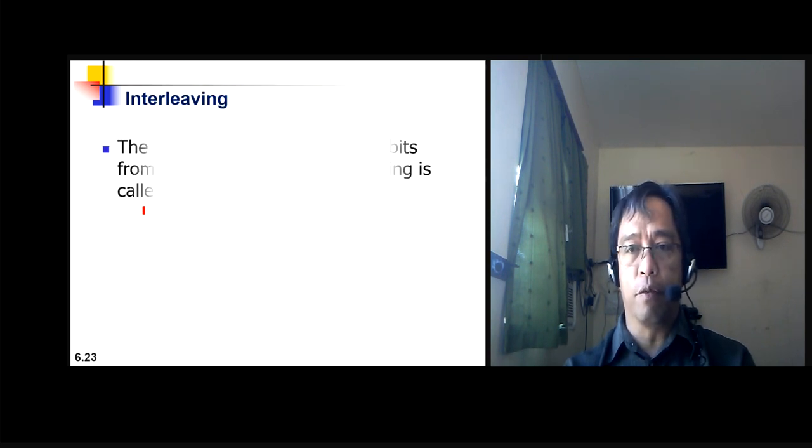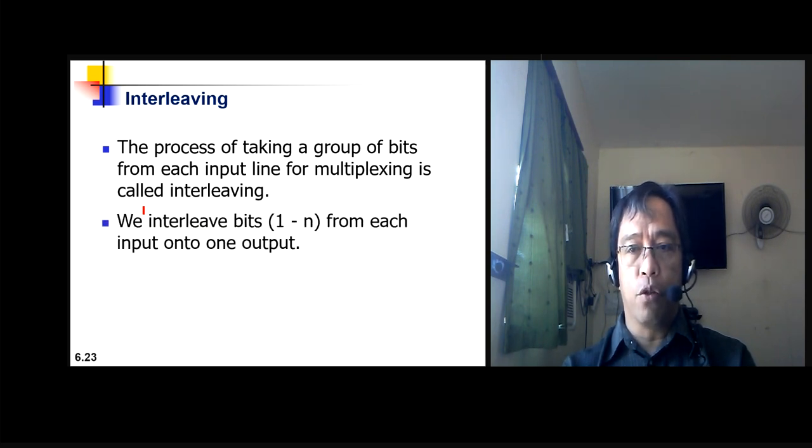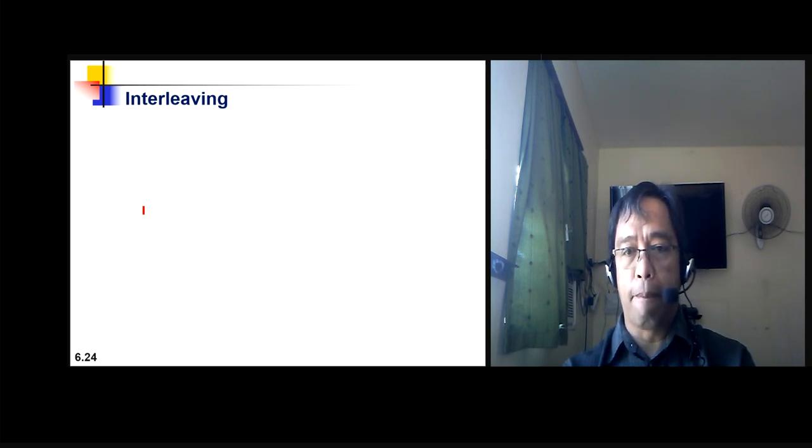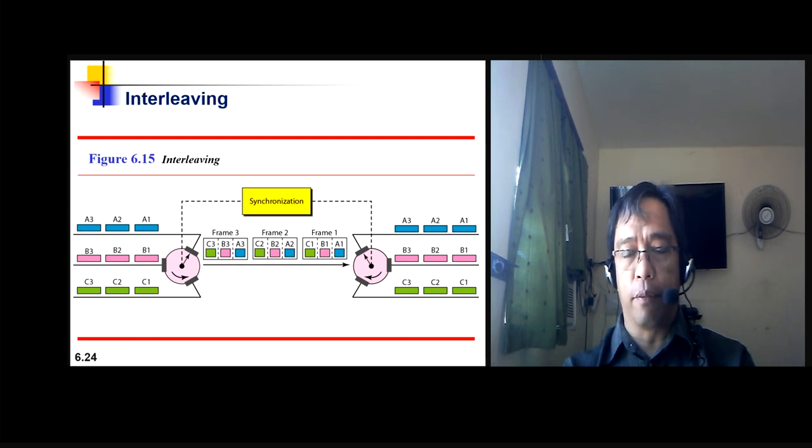Interleaving. The process of taking a group of bits from each input line for multiplexing is called interleaving. We interleave bits 1 to n from each input onto one output. Figure 6.15 is the representation of interleaving. It can be visualized as 2 fast rotating switches, one on the multiplexing side and the other on the demultiplexing side. The 2 switches are synchronized and rotate at the same speed but in opposite directions.